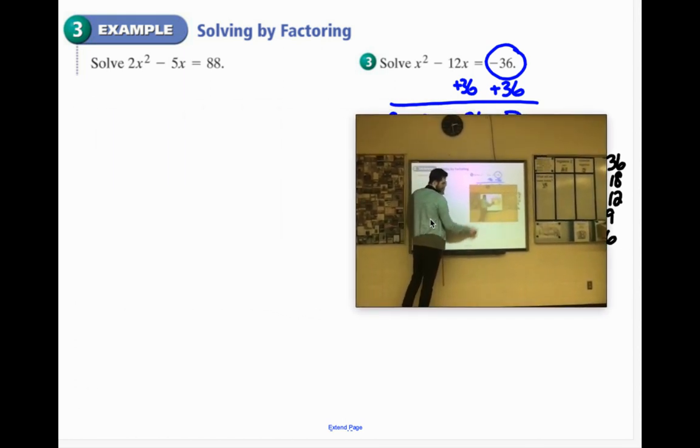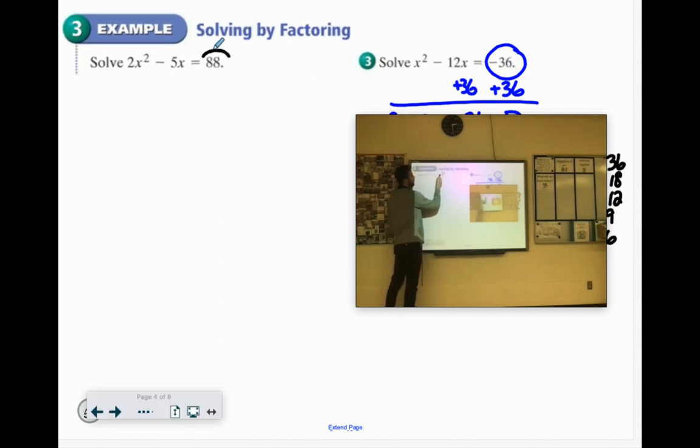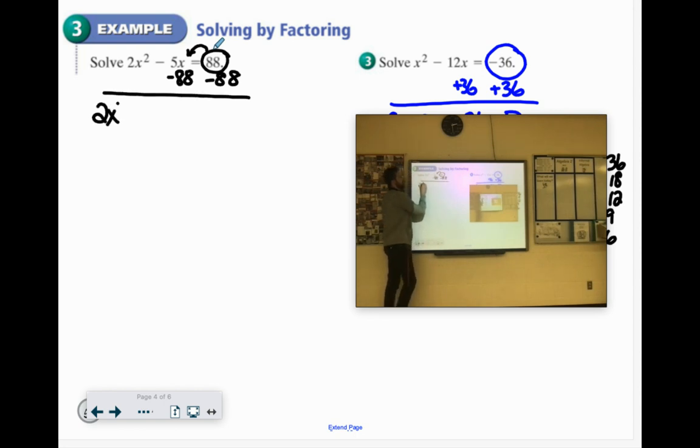All right, now let's try this one. This one's a doozy. First thing I've got to do is move that 88. Oh, move the whole board. I'm going to move the 88 to the other side. Now, if I'm trying to get rid of 88, am I going to add it or subtract it? I'm going to subtract it, right? 88 minus 88 is 0. I'm going to subtract 88 on both sides, which will give us 2x squared minus 5x minus 88 equals 0.